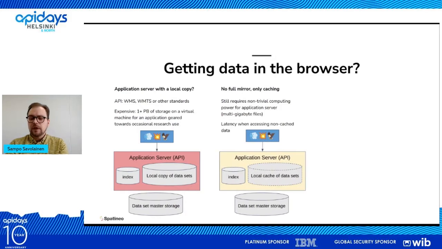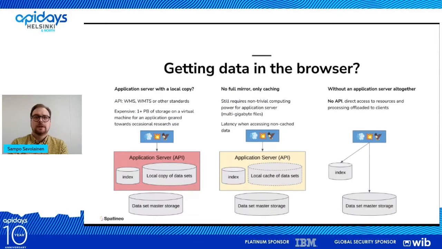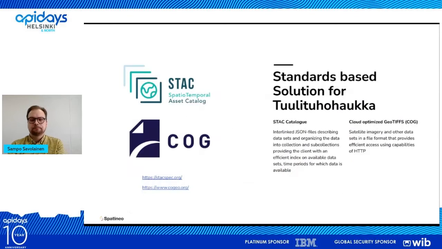But really, what's the optimal thing to do here? It would be to have direct access to the data. So have access to an index which tells us what sort of data is available, and have direct access to the actual master storage of the data. And of course, this sounds completely crazy and impossible, but actually this is very doable without any APIs.